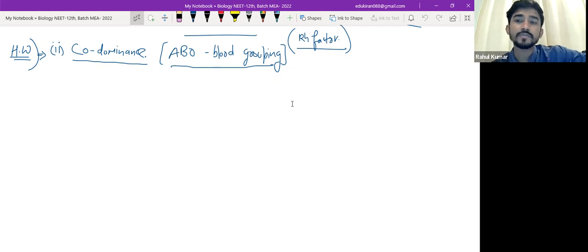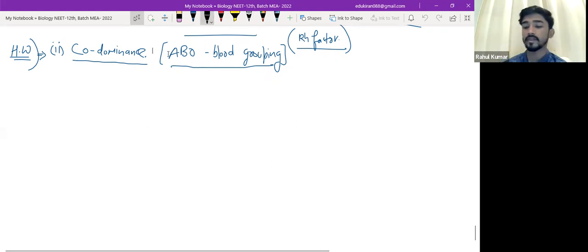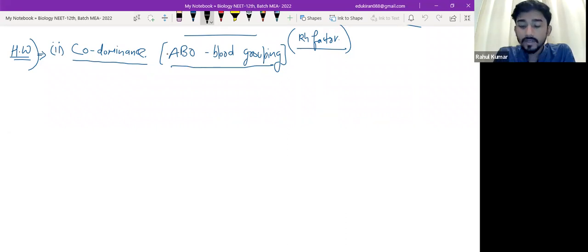There is another exception to it, which is called codominance, which happens in our blood grouping system, ABO blood grouping. So you know what is a blood group, everyone? So today we'll start with codominance. Now tell me, what is a blood group?